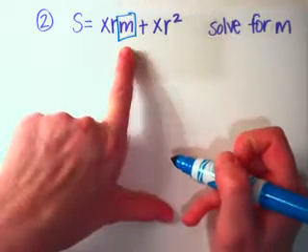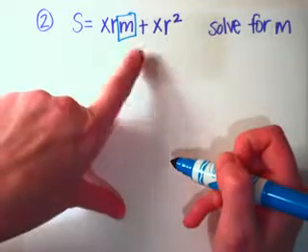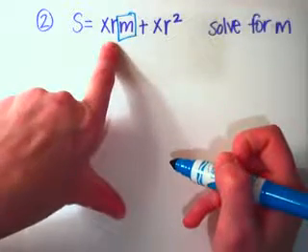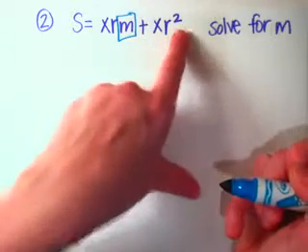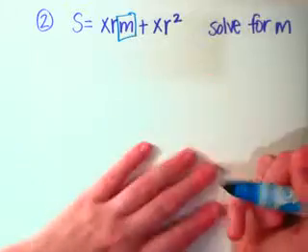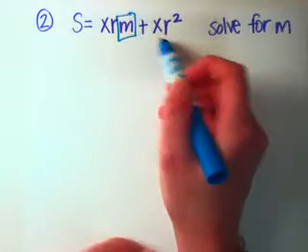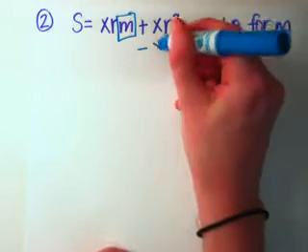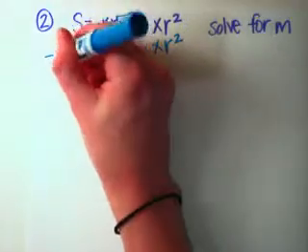Now, in order for me to get m alone, I see that m has the coefficients x and r, or you could say it's being multiplied by x and r. Also, to this term is being added xr squared. Well, you always want to get rid of the extraneous terms. So in this case, I'm going to get rid of the term xr squared. And I can do that by subtracting. If you do that on one side, you will have to do it on the other side.